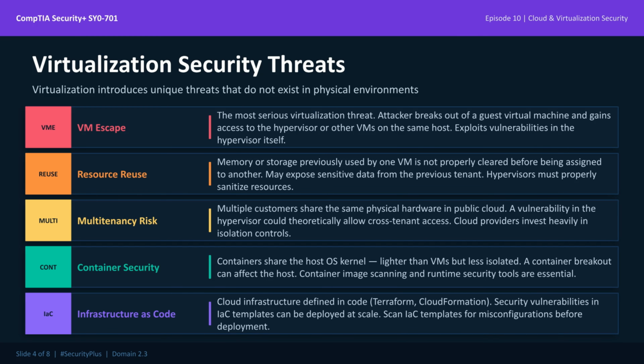Virtualization introduces unique security threats. VM escape is the most severe, allowing a breakout from a guest VM to the hypervisor. Resource reuse risks data exposure. Multi-tenancy means sharing hardware, increasing cross-tenant risk. Container security is vital, as containers share the host OS kernel.